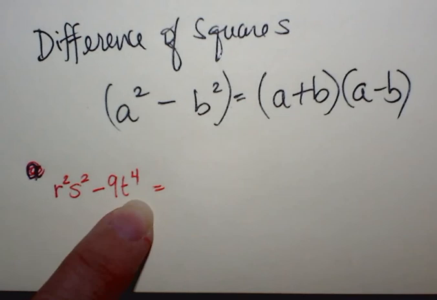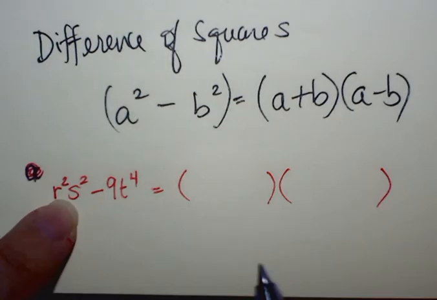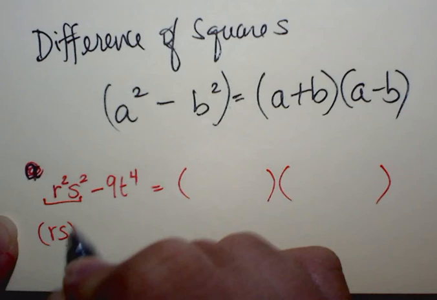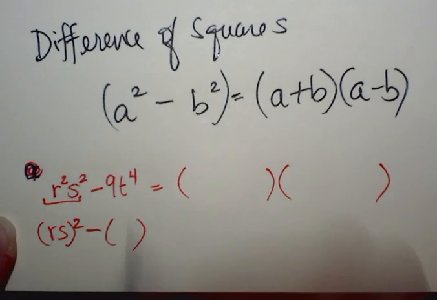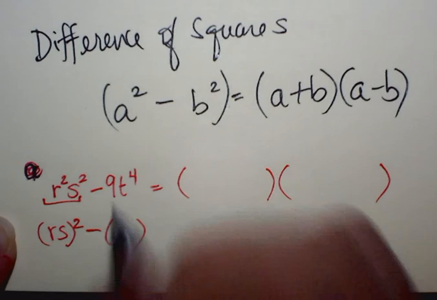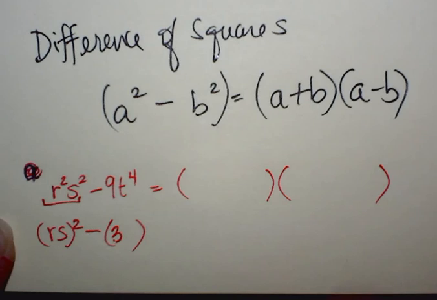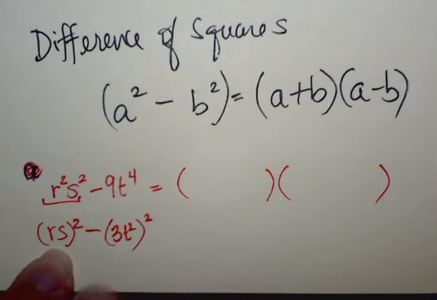What is being squared here? Yeah, because rs squared is r squared s squared, right? What is being squared here? Well, what squared is 9? And what squared is t to the 4th? Yeah, you see that? So it's rs squared minus 3t squared squared. You see how that's equivalent?